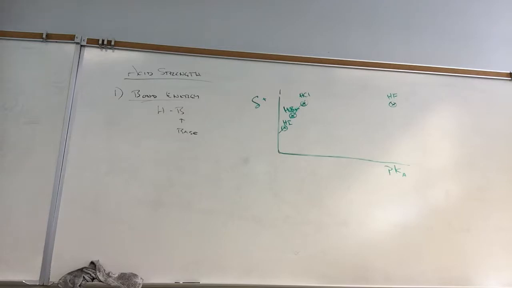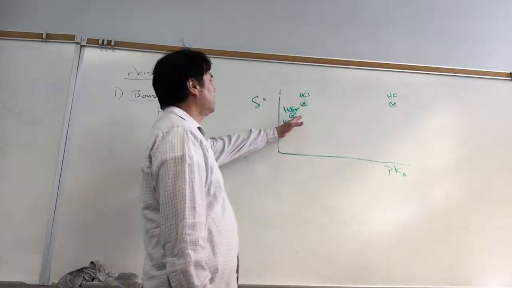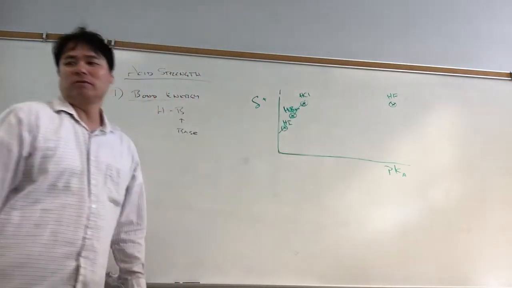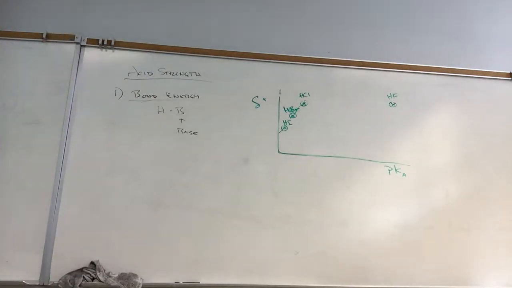The reason it's a pretty good correlation is because the bond energies are all the same. These are all carboxylic acids. They all have the OH bond to break. And so when we normalize this so that there's no difference in the bond energy, then the next most important factor is polarity.